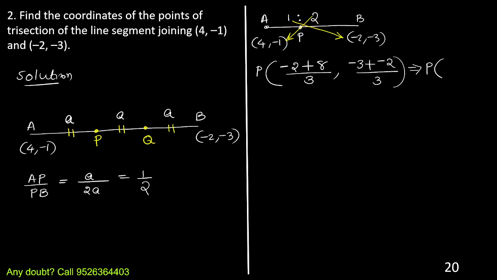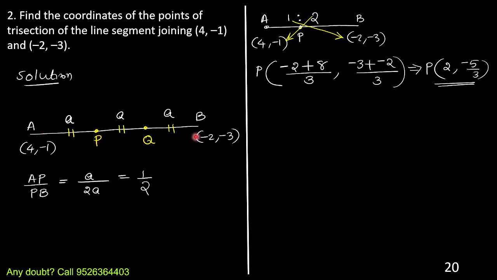So the coordinates of P will be, this is 6 by 3, 2, comma, this is minus 5 by 3, isn't it? Yes, minus 5 by 3. One point of trisection is done. Then I want the coordinates of Q. So look here, to find out Q, you need not look at P, okay? No need to look at P.